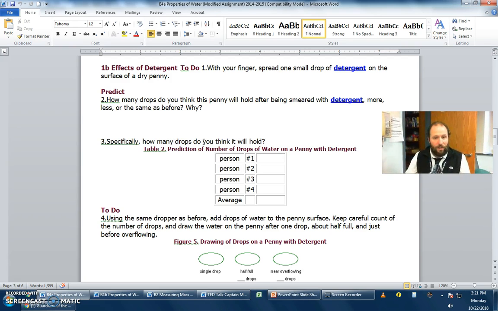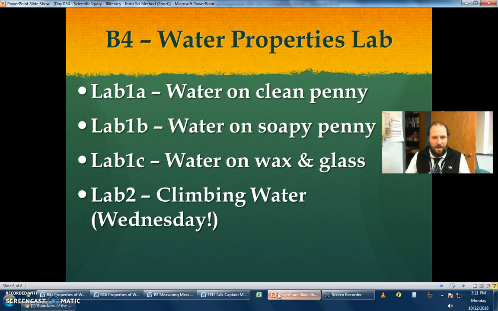So now that we've talked about lab 1A and 1B, let's talk 1C. So 1C says water on wax and glass. There's a little bit of predicting I want you to do, but in essence I'm asking for you to go and imagine and predict what the water will look like on a piece of wax paper or on a glass slide, at which point you've got glass slides here.